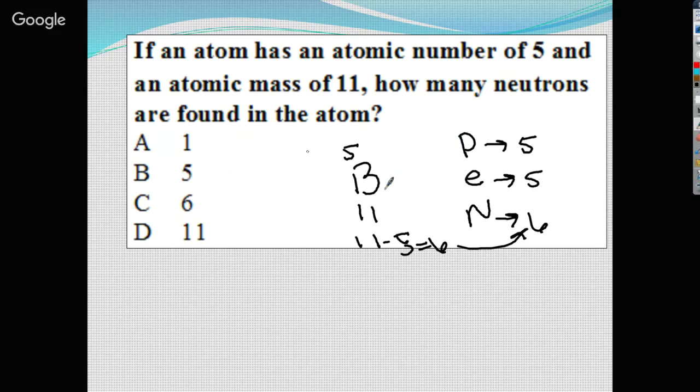So how many neutrons are found in the atom? 6 is your answer. Do not put 11. The very first day we went over pen, I said the number one mistake you're going to make is to put 11 as neutrons. That is incorrect. Don't do it. So if you did that, you weren't listening. So open your ears and listen to me now. Do not put 11 as your neutron number. That is your mass. That's your protons and neutrons. You have to remove the protons to find out how many neutrons.